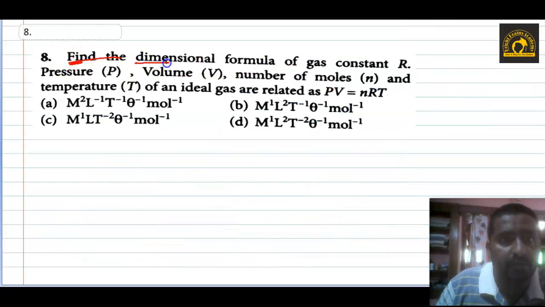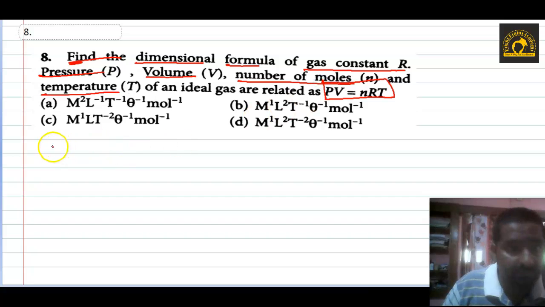Find the dimensional formula for gas constant. So P is the pressure, V is volume, n is the number of moles, T is temperature. So the equation is PV is equal to nRT. So let's see the solution.